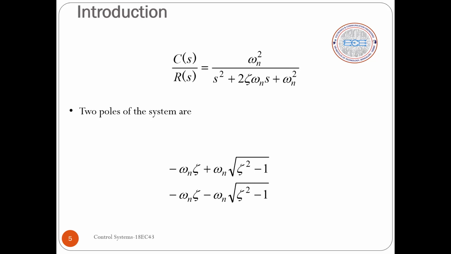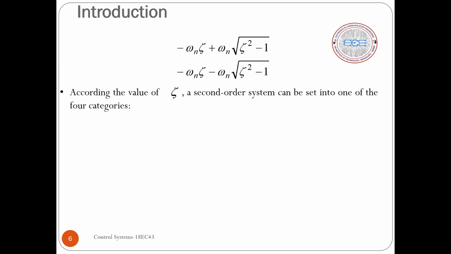Now we will take this transfer function and try to find the roots, because for a second order system we will have two poles. Based on these two poles, or you can call them the roots of the characteristic equation, these two root positions will decide the pattern of the response. These two roots' positions, together with the zeta and omega n values, will give us the pattern of what the output response will look like.